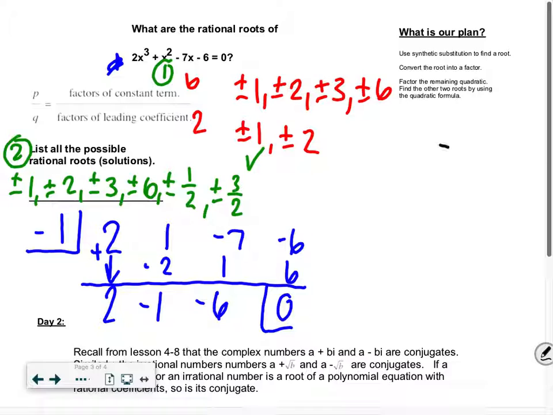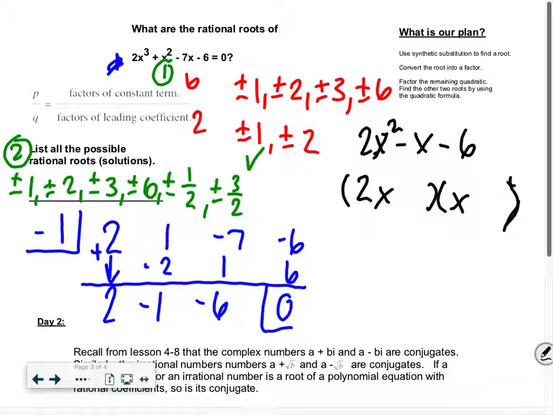Write it backwards: 2x squared minus x minus 6. This is getting easier. My only factors of 2 are 1 and 2. I gotta figure out what goes in back. If I need to be 1 away, probably not 6 and 1. So 2 and 3. Which one's gotta go where?